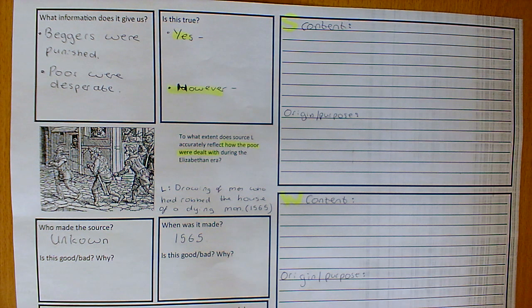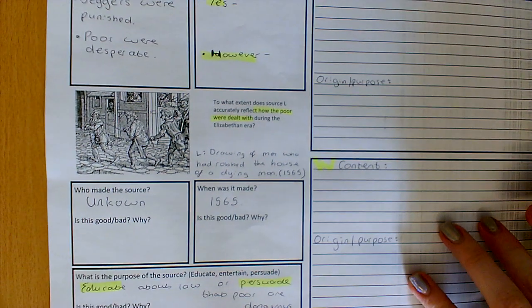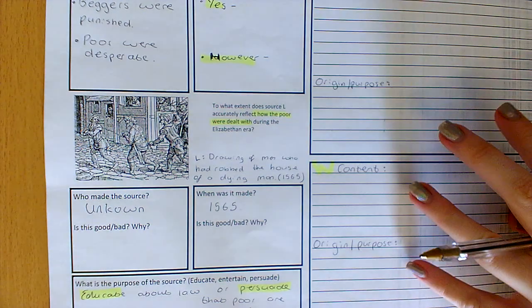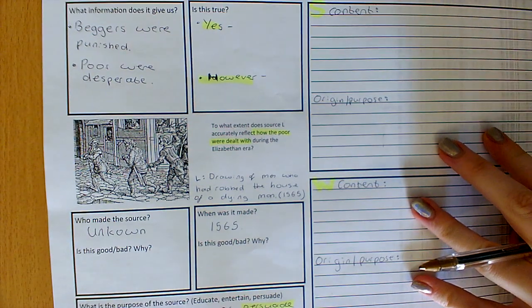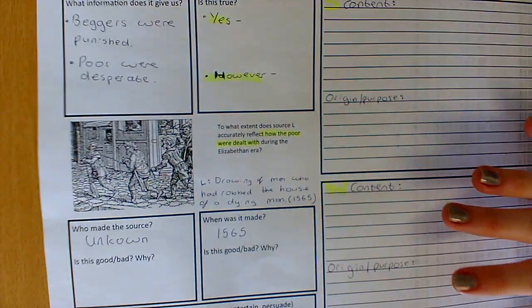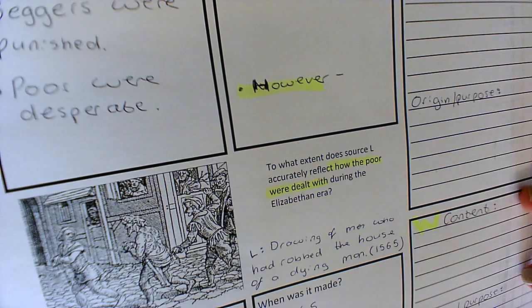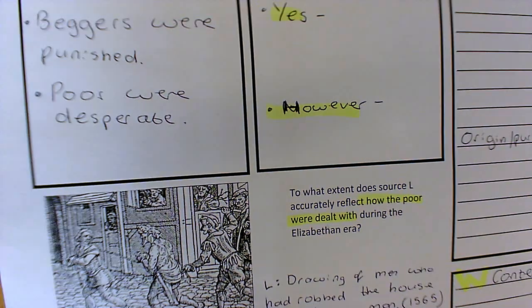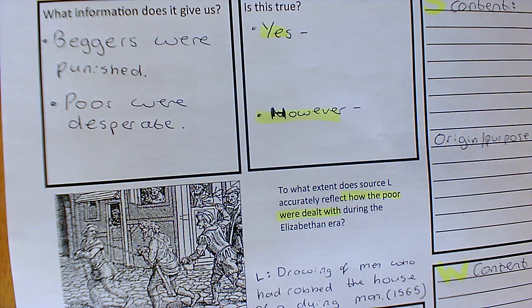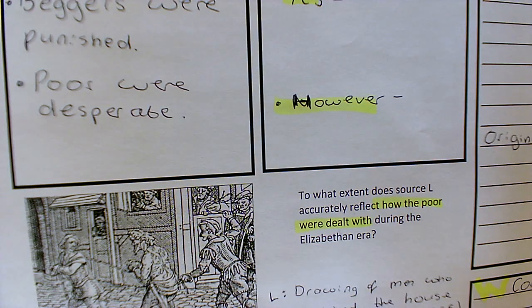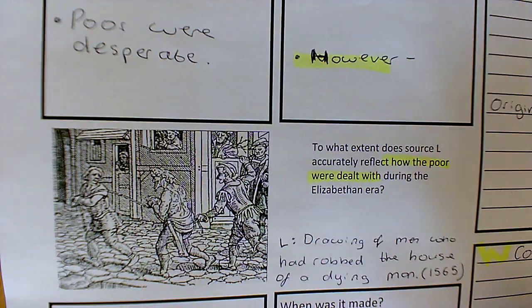Okay, so what I've got is a sheet here that allows me to pick apart the source on this side and then to write up my analysis on this side. Okay, so let's zoom in a little bit on picking apart the source. The first thing you do when you get given a source is you have to find its strengths and its weaknesses. And that just depends on what the question is asking you to find.